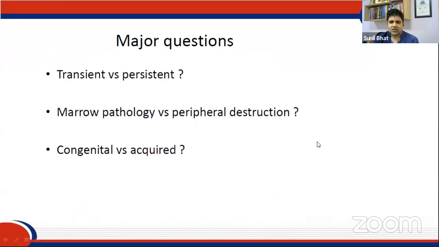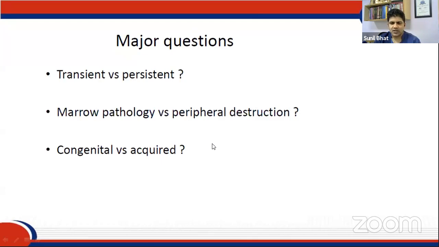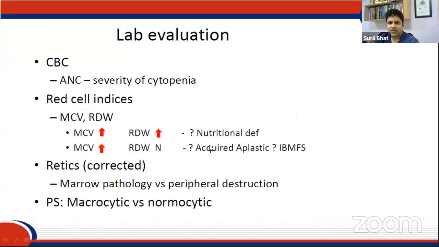So when we have done a good history and a good general physical examination, we get a clue whether this pancytopenia is transient or persistent. Has it been there for a long time, or is it of short duration? Does it look like a marrow pathology, or does it look like peripheral destruction? And does it look like a congenital versus an acquired pathology? So I think these are some of the things from which we get a clue, and our lab evaluation will be directed towards the clues we get from the physical examination and the history.